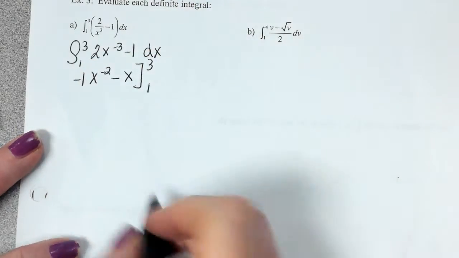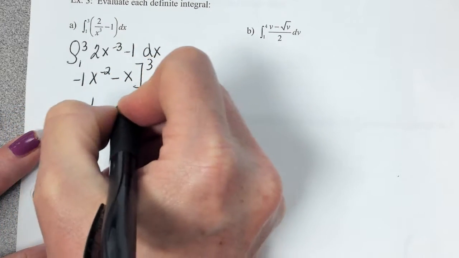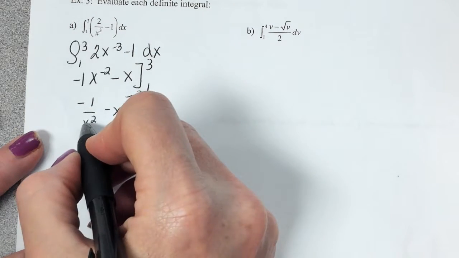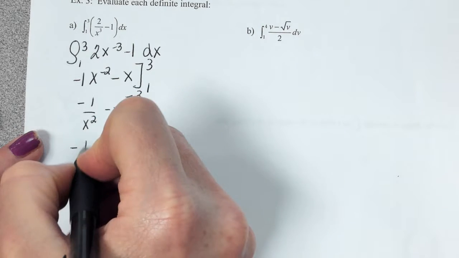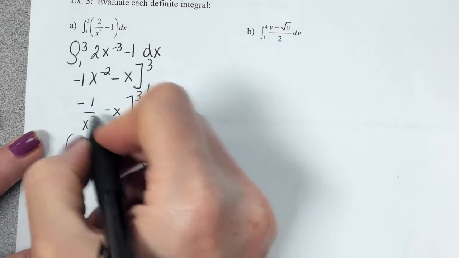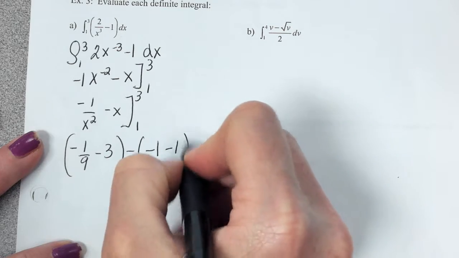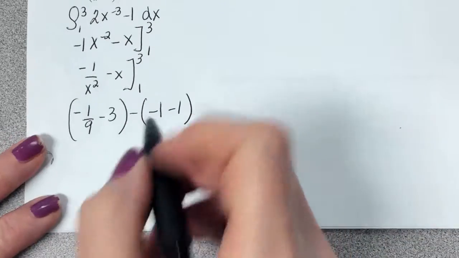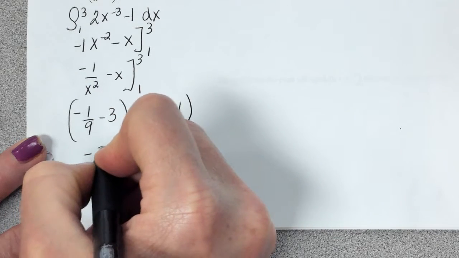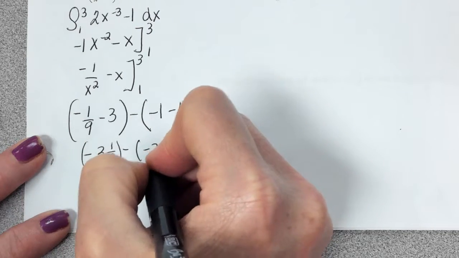3 to 1. I want to simplify this down to negative 1 over x squared minus x. We're going from 3 to 1. I'm going to plug in 3. 3 squared is 9, so I'm going to have negative 1/9 minus 3, minus, plug in 1. 1 squared is 1, so negative 1 minus 1. We can do this without a calculator. Negative 1/9 minus 3 is negative 3 1/9, minus negative 1 minus 1 is negative 2.